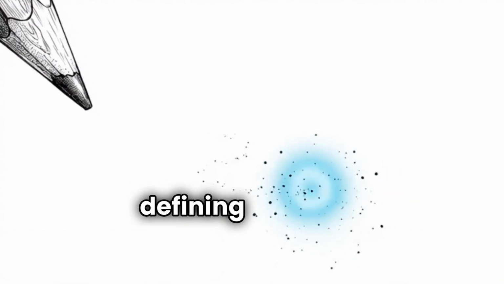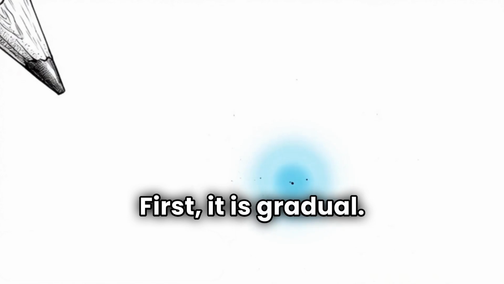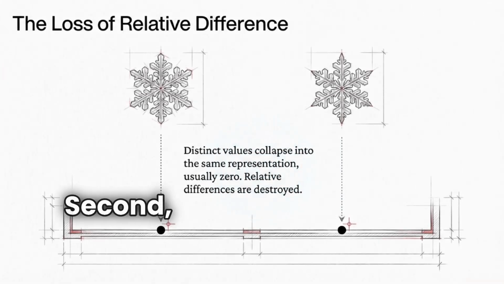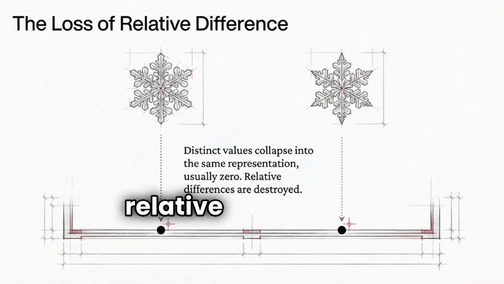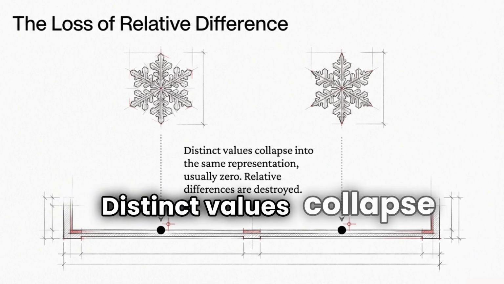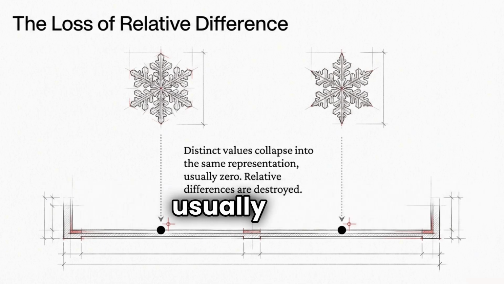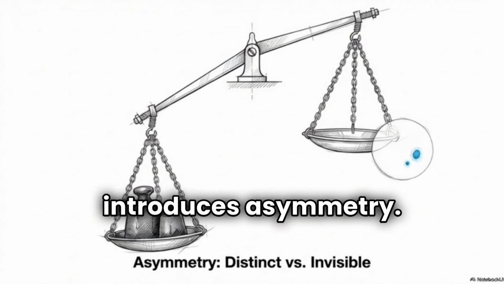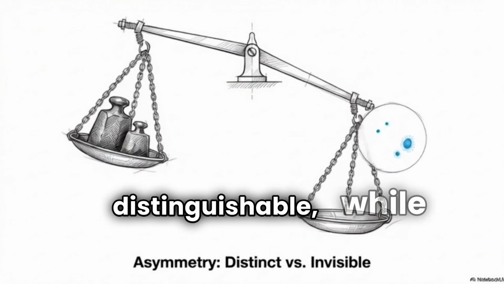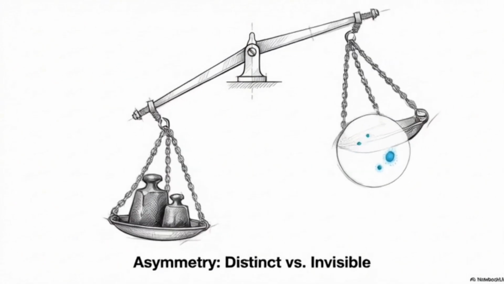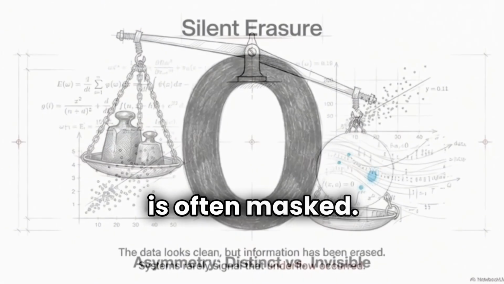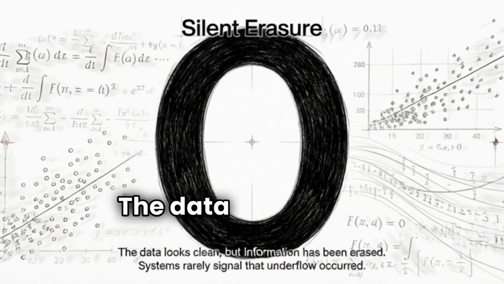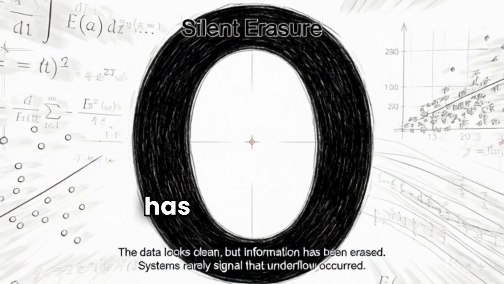Underflow has several defining features. First, it is gradual. Values often degrade smoothly before disappearing entirely. Second, underflow destroys relative differences. Distinct values collapse into the same representation, usually zero. Third, underflow introduces asymmetry. Large values remain distinguishable, while small values vanish. Finally, underflow is often masked. Systems rarely signal that underflow occurred. The data looks clean, but information has been erased.